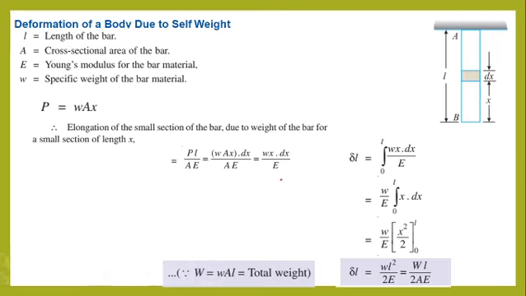We can use both equations, wL square by 2E and wL divided by 2AE. In both equations, w is not the same. In the first one, w is the specific weight. The second one is the total weight, which is given by specific weight into area of cross section into L.